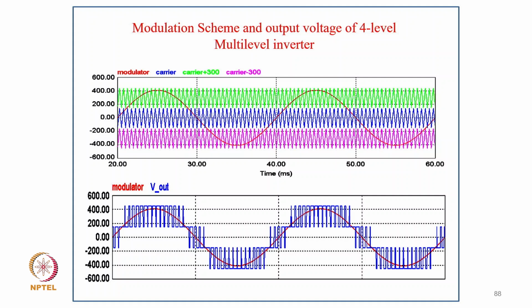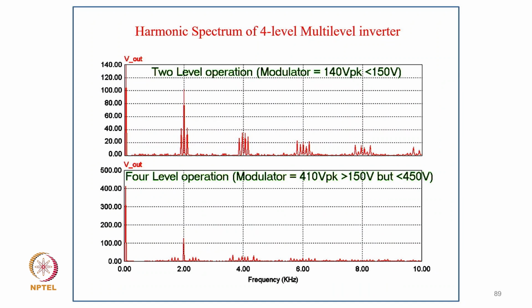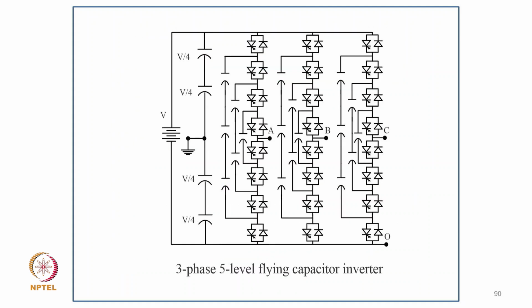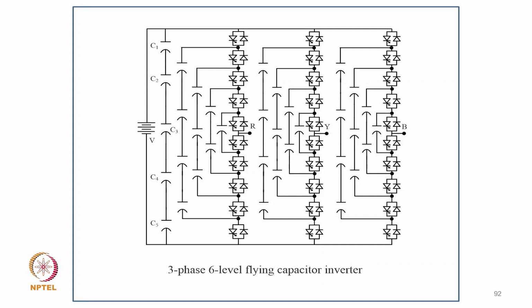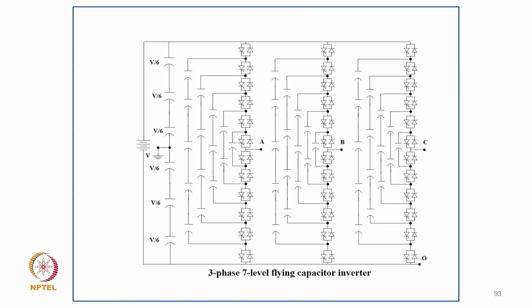This is a modulation scheme for the output of a four-level multi-level inverter. How typically the output voltage waveform, how the switching, and how the harmonic spectrum look for the multi-level inverter. So you can clearly see typically how the harmonic analysis is there. This is the three-phase, five-level flying capacitor inverter, and this is the typical level shifted pendulum for the five-level converter. This is the three-phase, six-level flying capacitor inverter, and this is the three-phase, seven-level flying capacitor inverter.